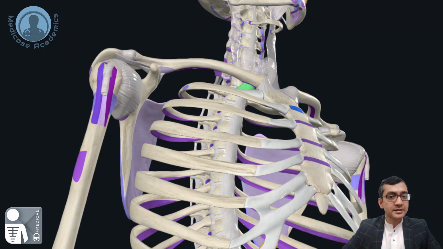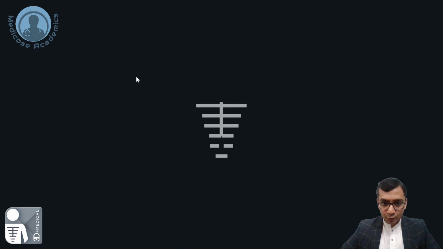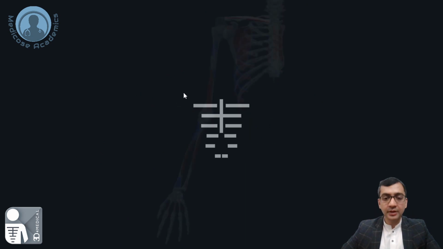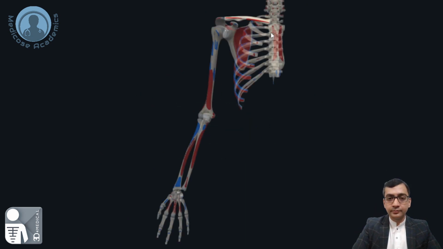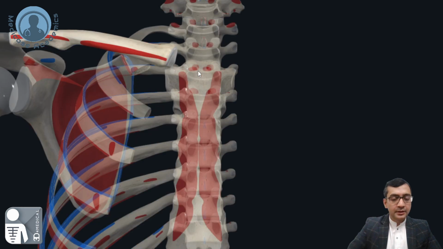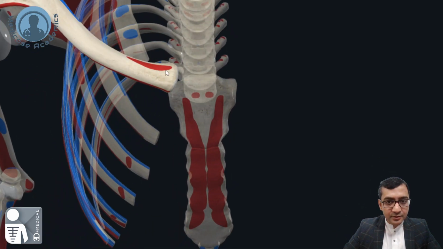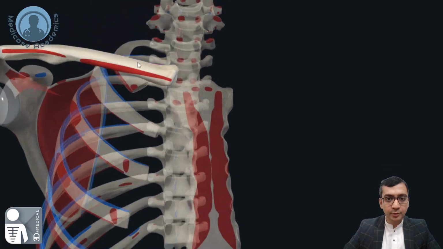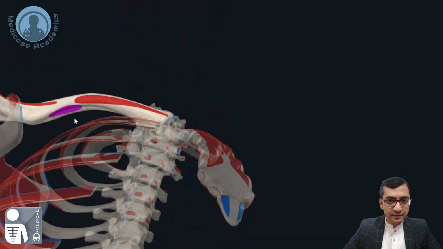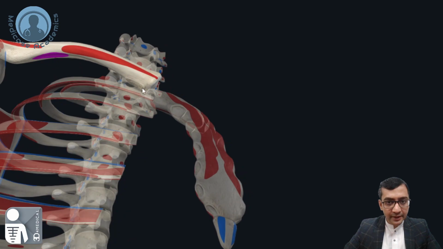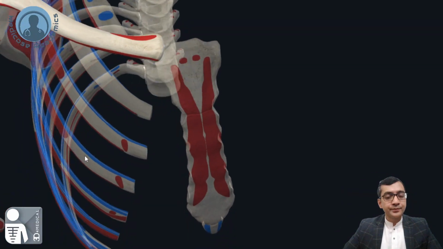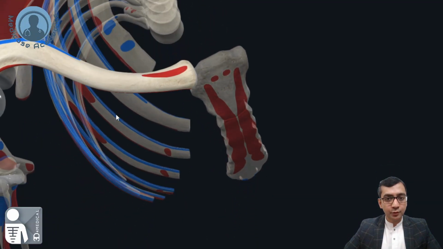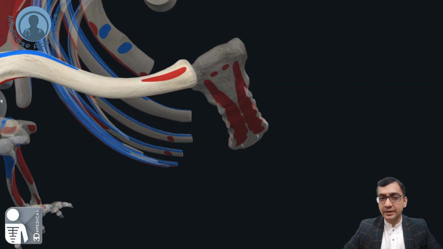So these are the structures that are attached to the medial aspect. The anterior surface two-third gives rise to the pec major. The posterior surface is not giving rise to anything. The superior surface gives rise to the sternocleidomastoid clavicular head. The inferior surface gives rise to the subclavius muscle, and in this region, it gives rise to the costoclavicular ligament.